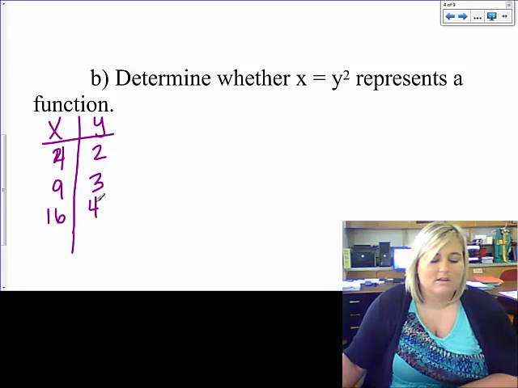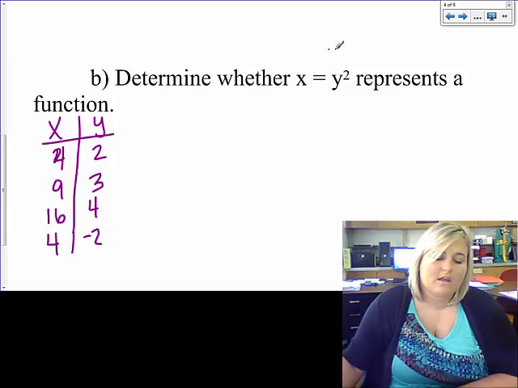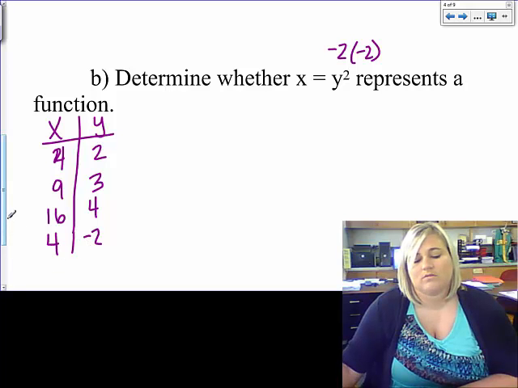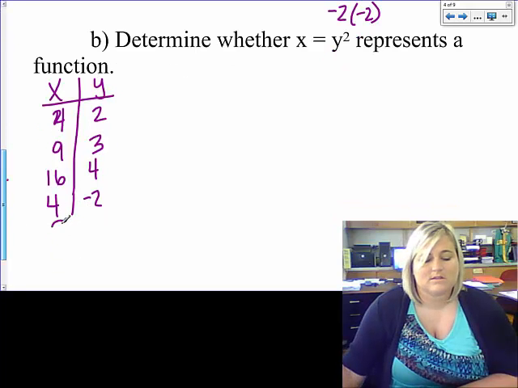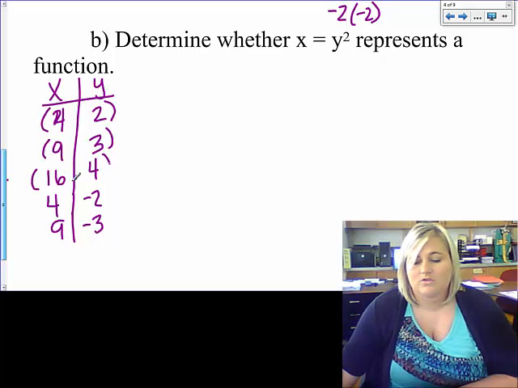But I could also get 4 by getting -2, because we should know that -2 times -2 is going to get me that 4, right? And let's see, I could also get 9, I'll extend this here, by taking -3 times -3. So we will use these as our ordered pairs. And we're going to do that oval test to see if it works as a function or not.